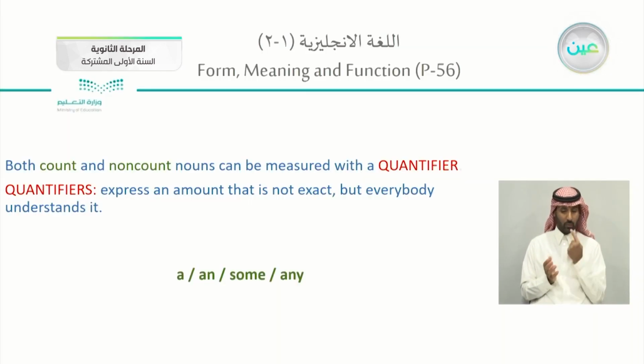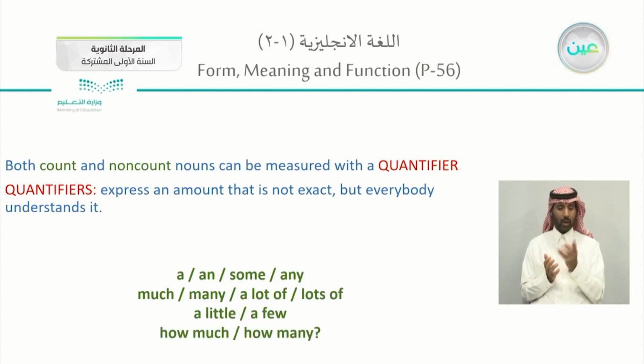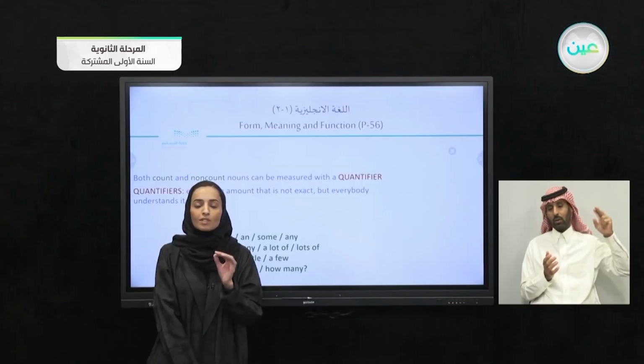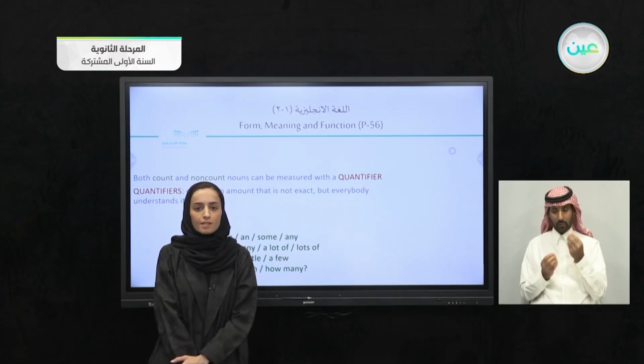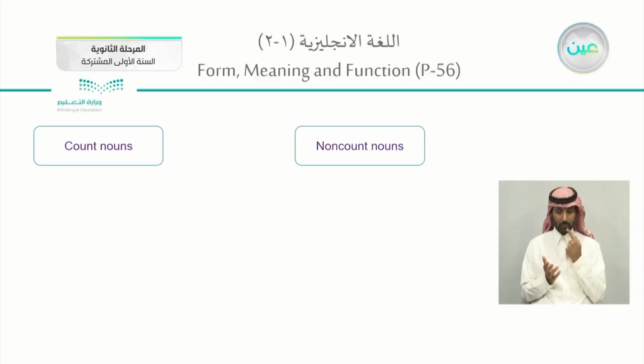Quantifiers are like a and an, some and any. We're having much, many, a lot, lots of, a little and a few, and we're having how much and how many. These are quantifiers to tell about the amount, however, not very exact. So we're having the count and the non-count nouns. Which one of the quantifiers would go with the count and which one would go with the non-count?